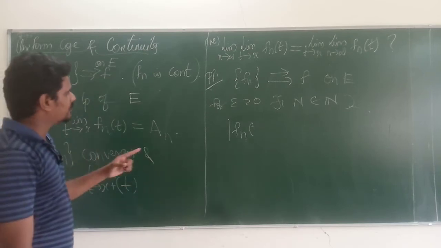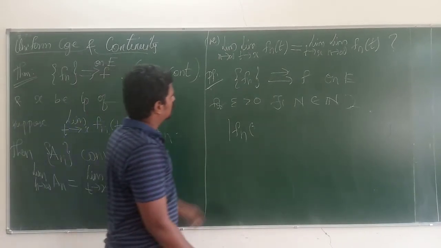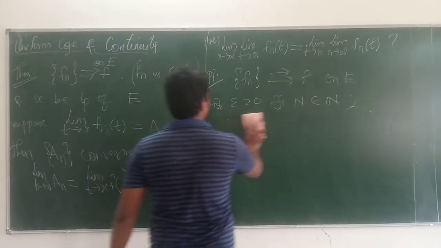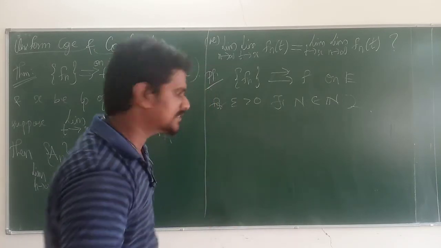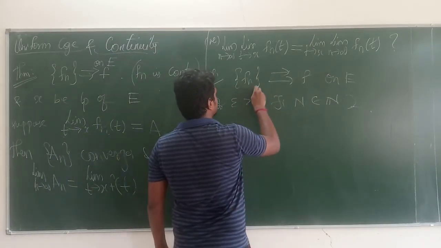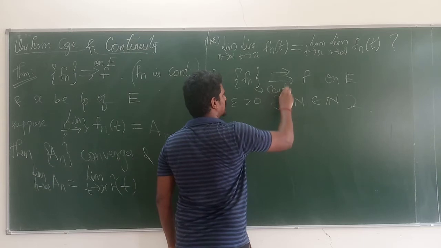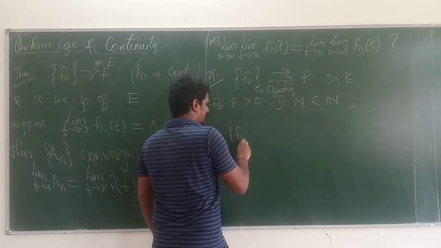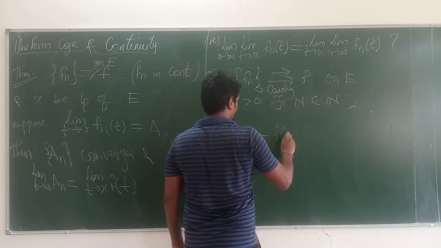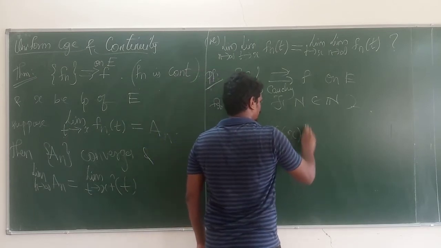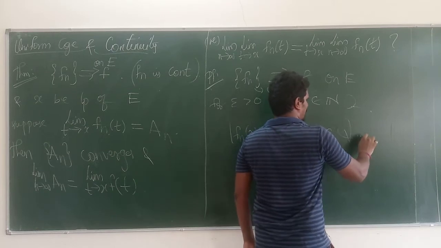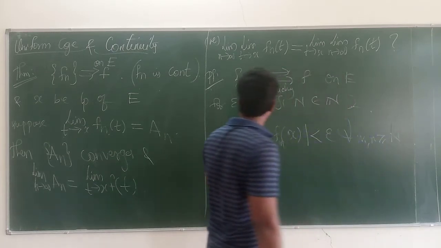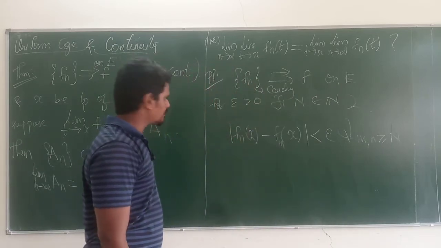Okay. So for that we have to use the Cauchy criterion. So since this converges, this is Cauchy. So we can use that. Since this converges to f, this sequence is Cauchy. So that means for epsilon greater than 0 there is N such that mod fn(x) minus fm(x) is less than epsilon for every m, n greater than or equal to N, and for every x in E.